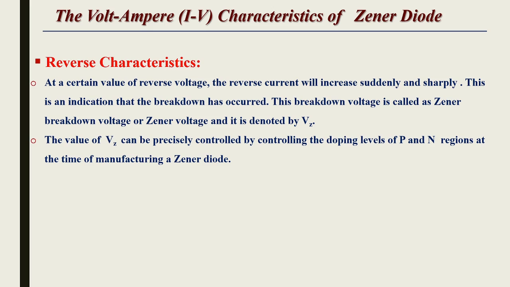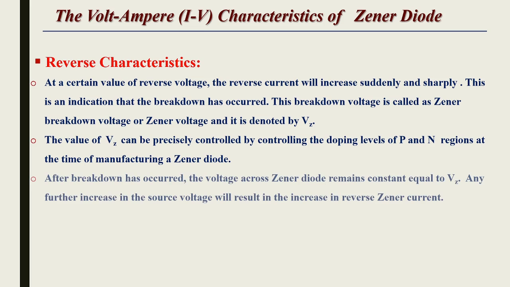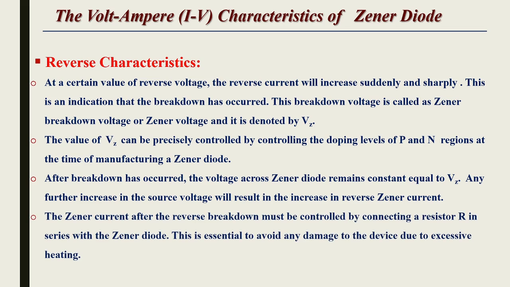This breakdown voltage is called the Zener breakdown voltage or Zener voltage, and it is denoted by Vz. The value of Vz can be precisely controlled by controlling the doping levels of P and N regions at the time of manufacturing a Zener diode. After breakdown has occurred, the voltage across the Zener diode remains constant, equal to Vz. Any further increase in the source voltage will result in an increase in the reverse Zener current.